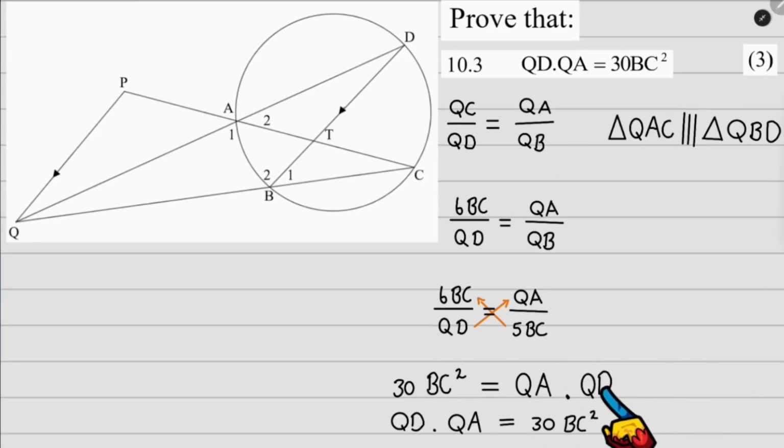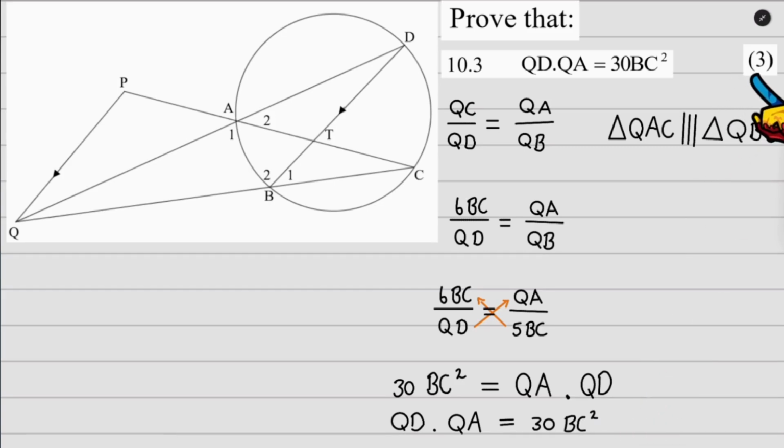So I can switch the order of these two around because the order of multiplication doesn't matter. 3 times 4 is 12. 4 times 3 is 12. So you get the same outcome no matter which order you multiply them in. And then I just move this 30 BC squared over to the other side of the equation. And yeah, we are officially done.